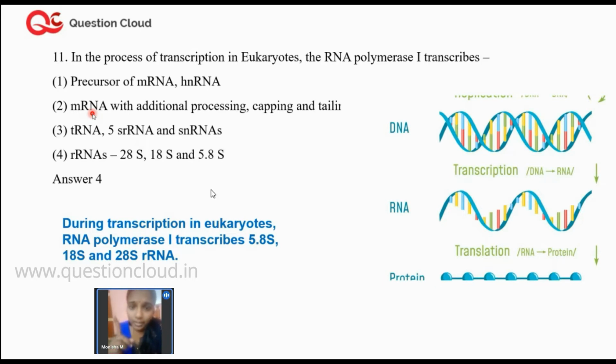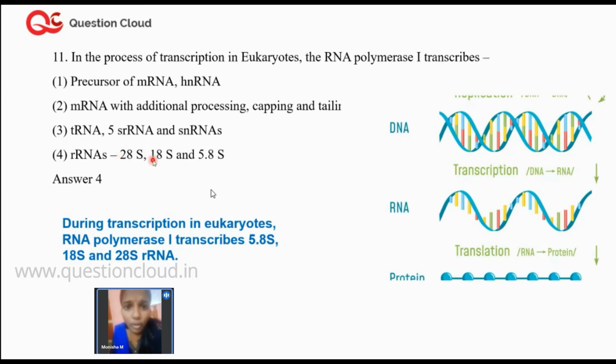RNA polymerase 1, if you see in the exam, the answer is going to be rRNA. Polymerase 2, it is tRNA. Okay, polymerase 3, if you see in the question, it is going to be mRNA. Okay, so this additional statement is given just to confuse you. Okay, nothing to do with 28S.